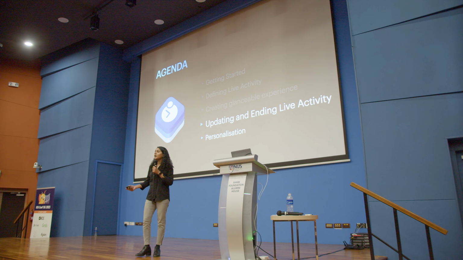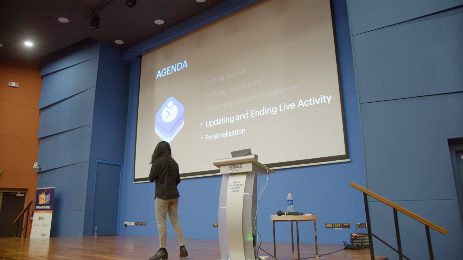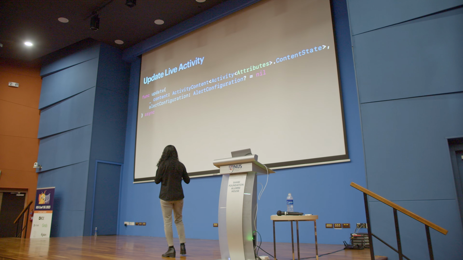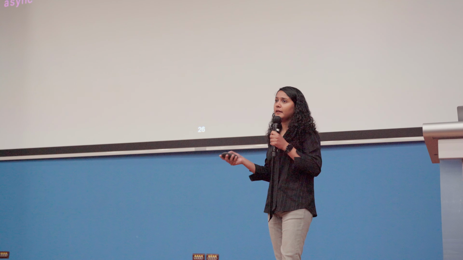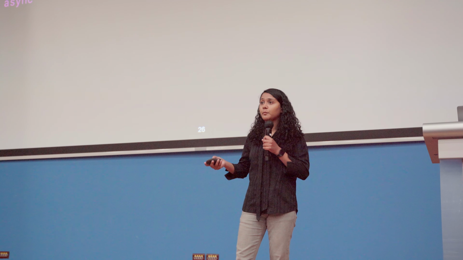Let's talk about how we can update and end the live activity. We can update the live activity using the update API from ActivityKit. We need to provide it with the updated content state, which would update the dynamic data of our live activity. When we are updating the live activity, we can also provide an alert configuration. If we do not provide an alert configuration, the live activity would silently update in the dynamic island and the lock screen. But if the update is very important, we can consider providing an alert configuration which would show a banner for devices that do not support dynamic island.